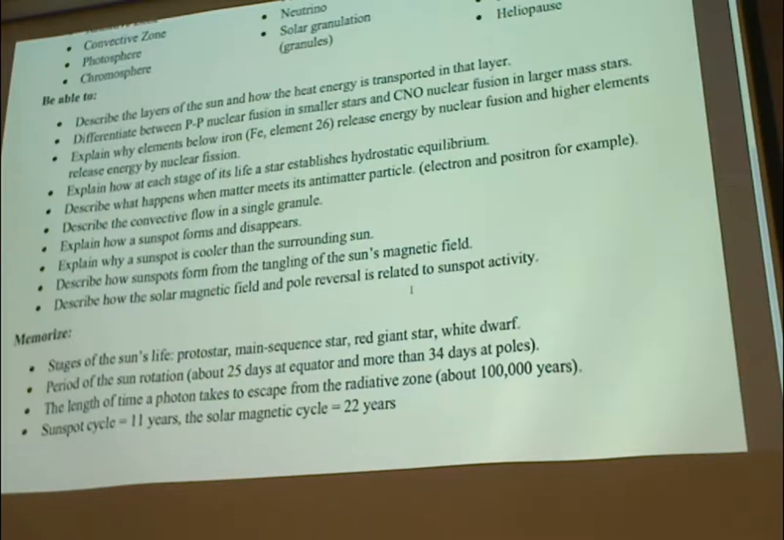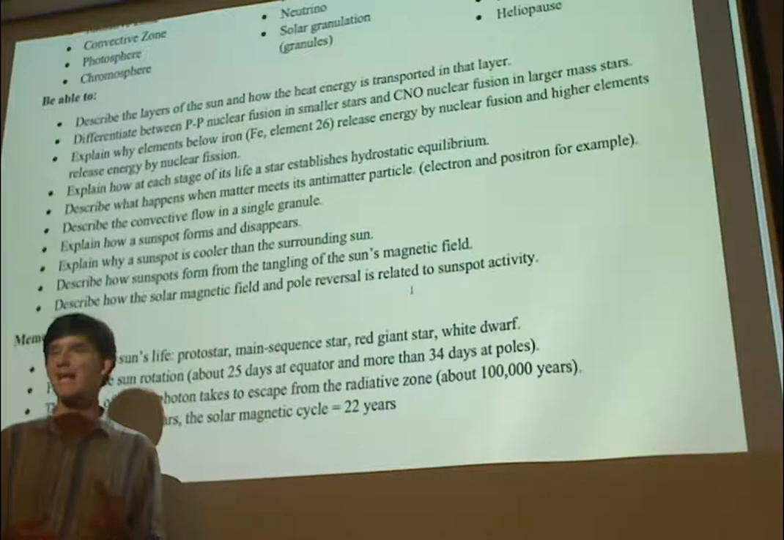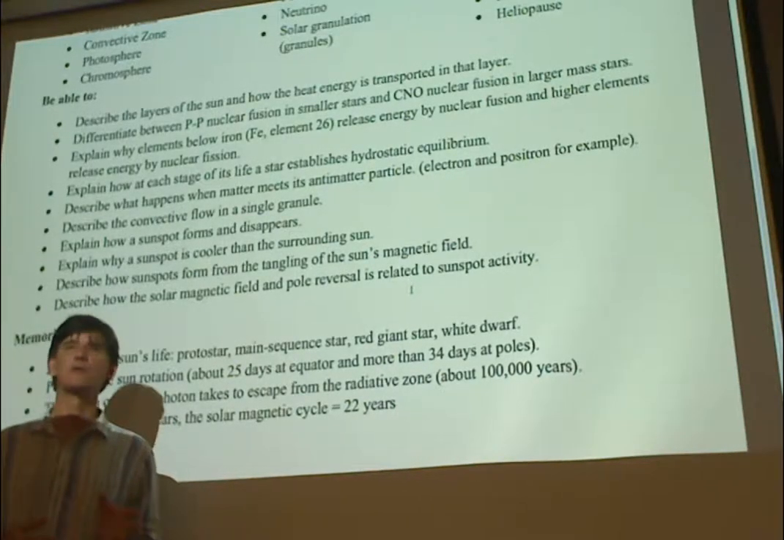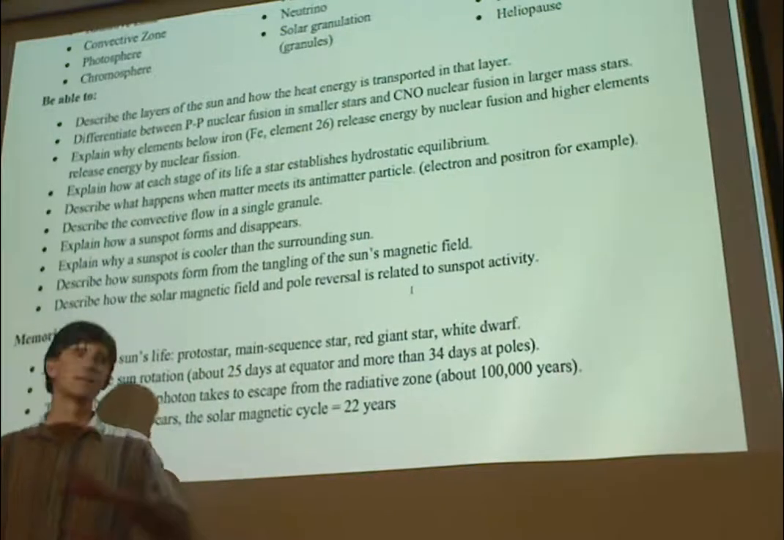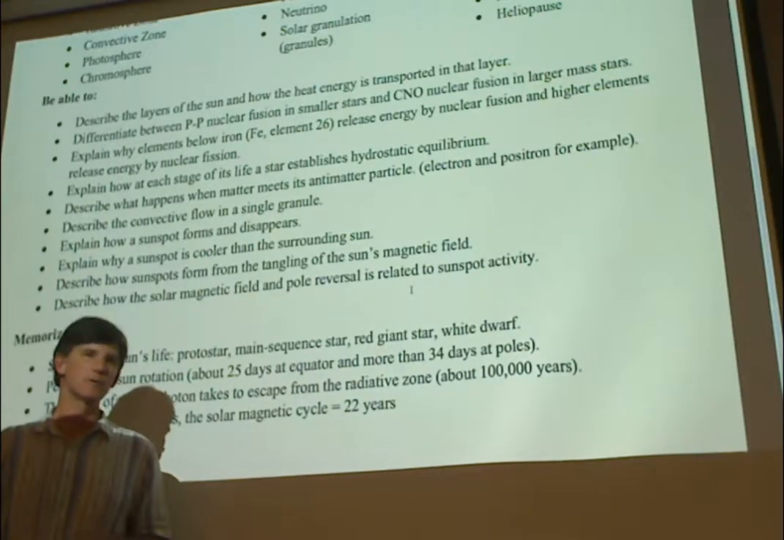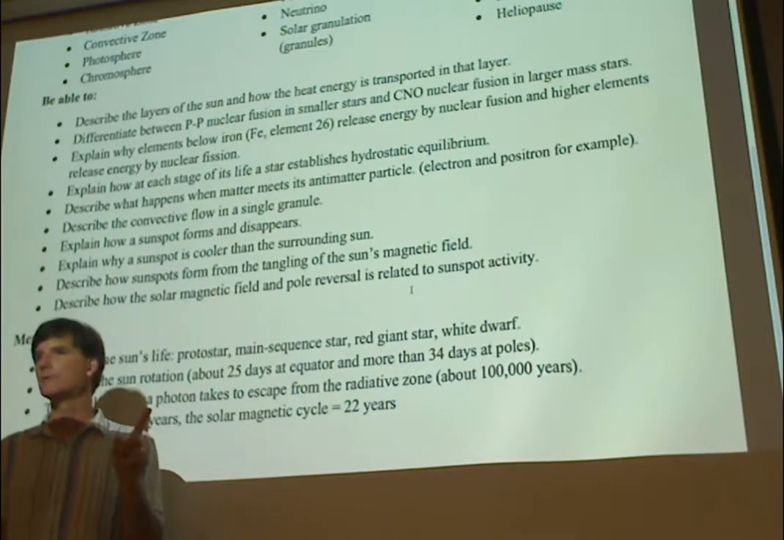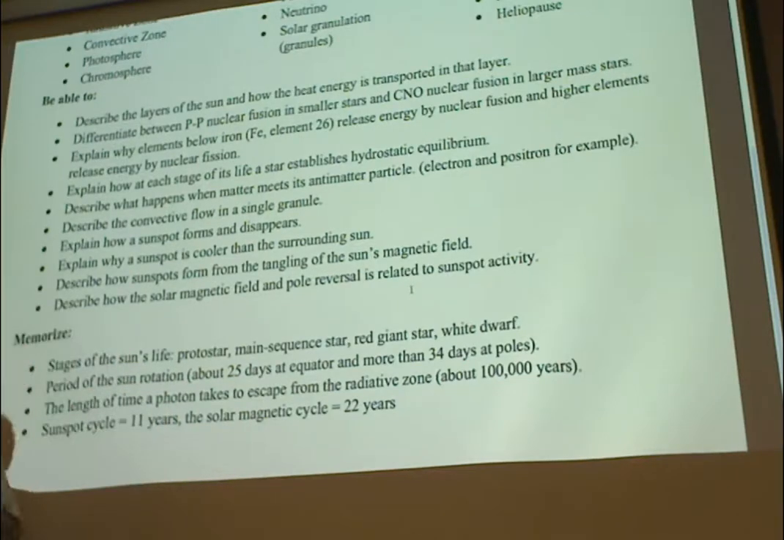Different, and CNO. Right, so we just learned today about CNO. CNO is a more efficient catalytic process for doing nuclear fusion. It still uses hydrogen and still turns it into helium. Four hydrogen nuclei go in, one helium nucleus comes out. It's the same process, but it's more efficient, so it happens in a faster way.